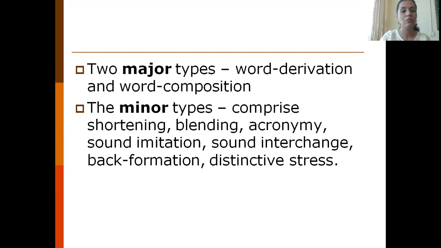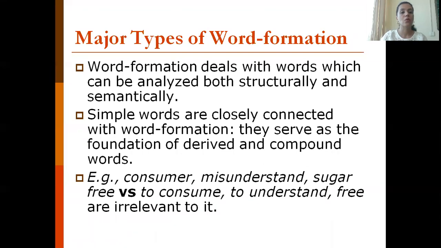There are two major types of word formation. They are word derivation and word composition. The minor types comprise shortening, blending, acronym, sound imitation, sound interchange, and distinctive stress. So word formation deals with words which can be analyzed both structurally and semantically. Simple words are closely connected with word formation. They serve as a foundation of derived and compound words. For example, consumer, misunderstand, sugar, verse, free versus to consume, to understand, free or irrelevant to it.